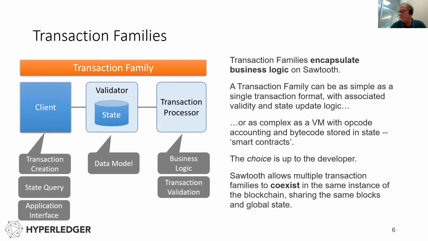Sawtooth allows multiple applications to exist on the same blockchain. You can have one or several applications on the same blockchain if you wish. And these could be very simple transaction processors, or it could be something as complex as, say, Seth, which is actually an interpreter that reads and executes EVM, or Ethereum Virtual Machine, contracts.